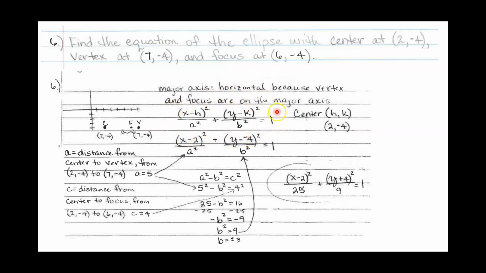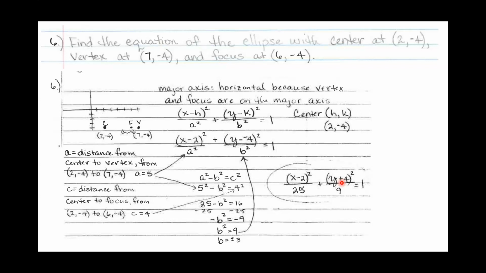For major axis horizontal, they told me that my center was 2, -4, so my center is H, K, so let's put 2 in for H. So right here, put 2 in for H, and then -4 in for K. So right here, -4 in for K. So y minus a -4 is going to give us y plus 4 in just a second.